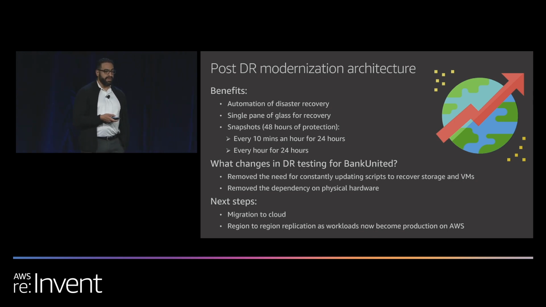Next steps: migration to the cloud. We successfully completed our DR testing this year, which included over 200 servers. We're now migrating off our on-prem data center with a lift and shift approach. This will eventually evolve to a more native architecture, taking advantage of AWS. In the process of the migration, we're also starting region-to-region replication as workloads now become production.